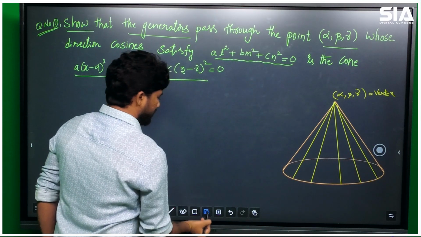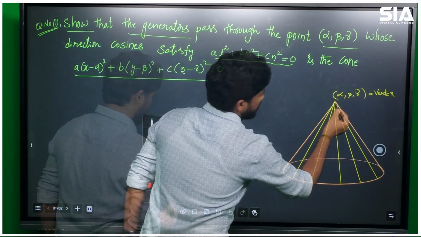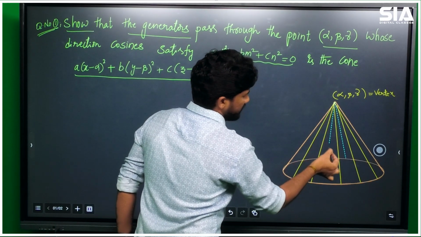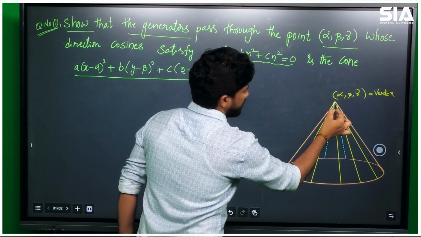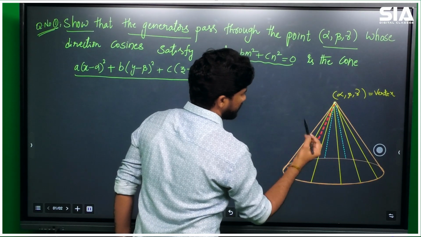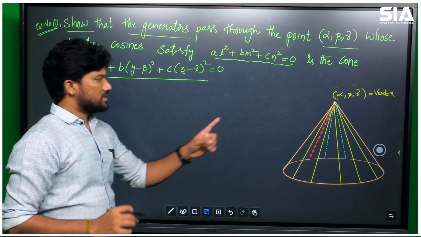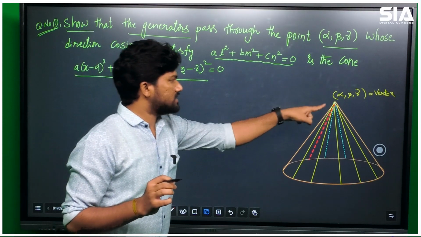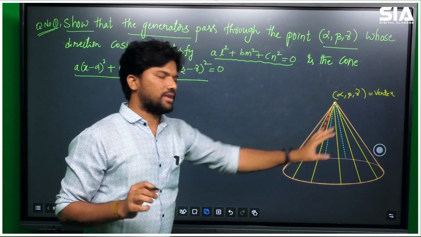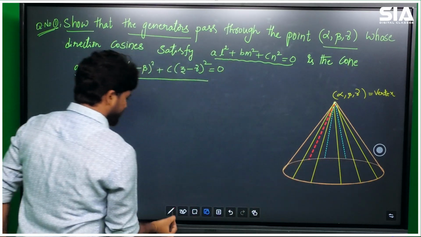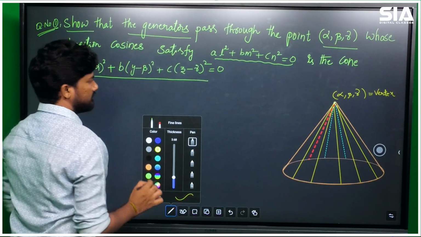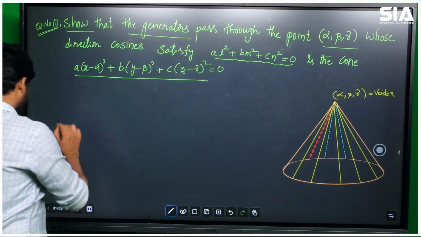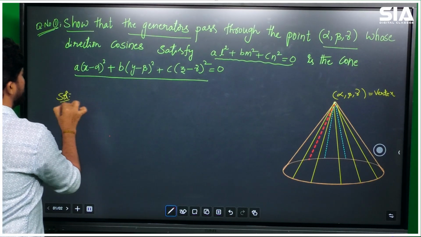Now similarly we can see a few more. You can see this is also one generator, and from this point this is one generator, and from the same vertex this is one more generator. So this is a cone, and whenever you take generators, all of them pass through the vertex of the cone only. Now, what they are saying in the problem is that the direction cosines of these generators satisfy the given condition, then we have to prove the required cone equation is this. So first of all, see the solution of this problem.